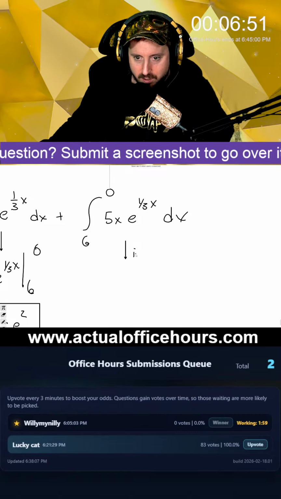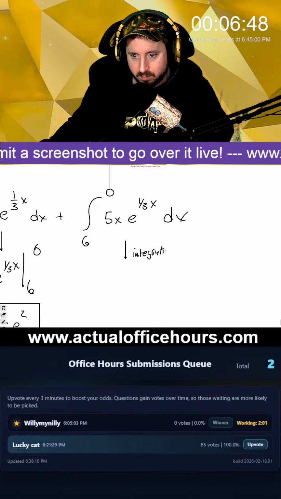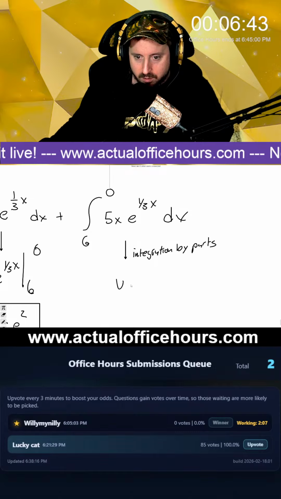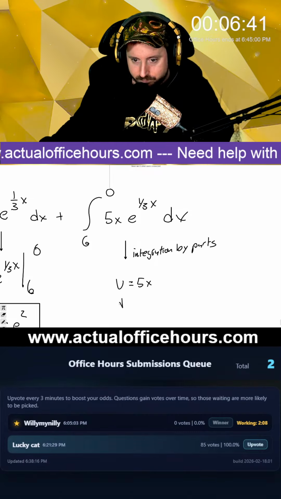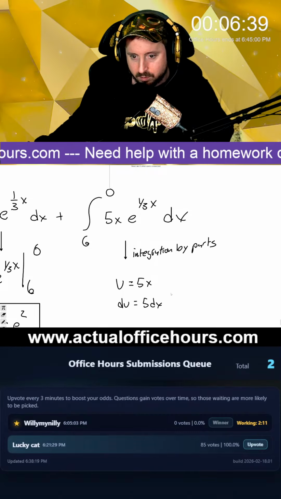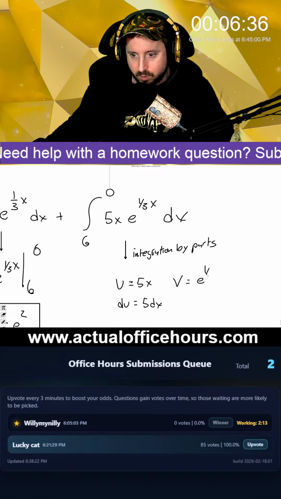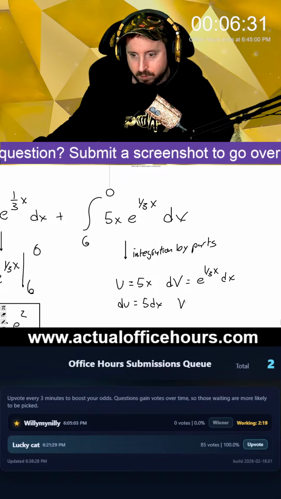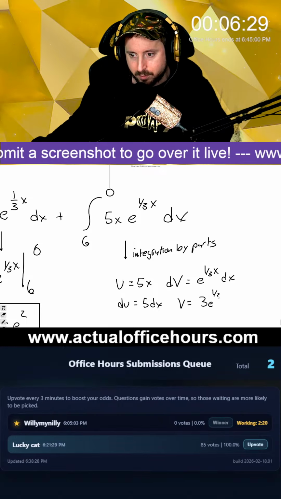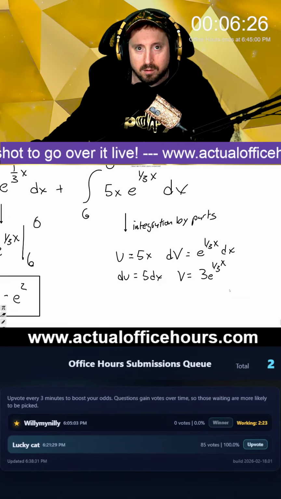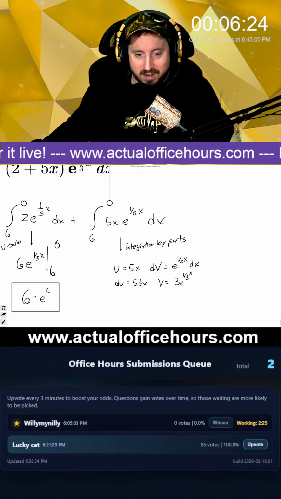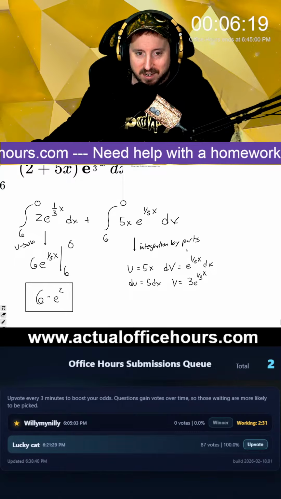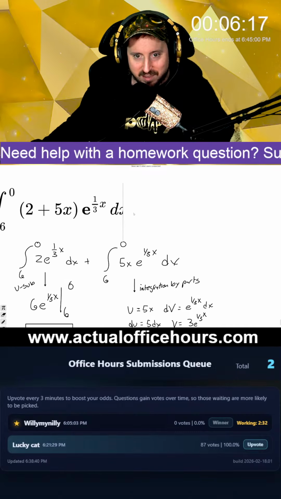This one is going to be integration by parts. So we're going to say u is equal to 5x, du is equal to 5dx, dv is equal to e to the 1/3 x dx. So v is equal to 3e to the 1/3 x. Integral from a to b is negative b to a, correct. Yes, yeah, negative 0 to 6. I just did it from 6 to 0. They left it as 6 to 0.